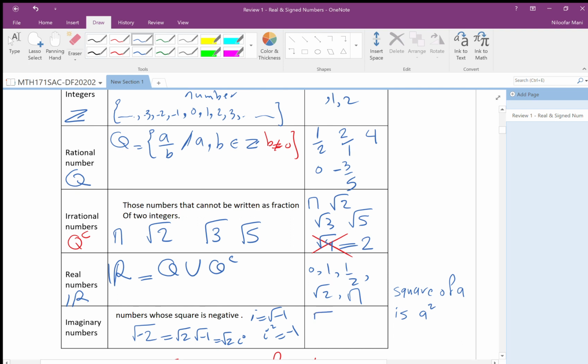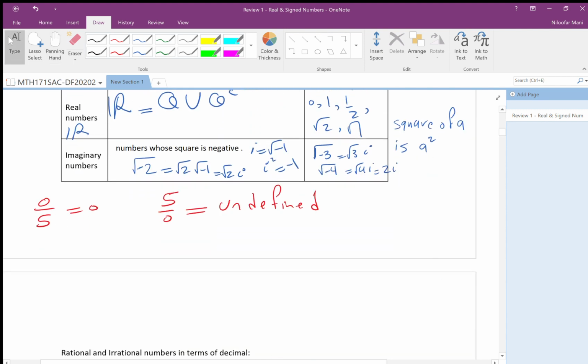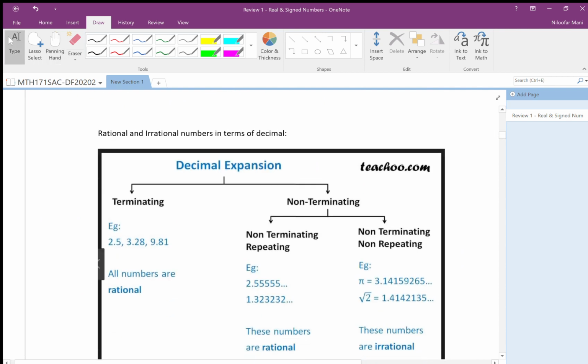For example, radical minus 3, which is radical 3 i, when I can write the number with i, that's an imaginary number. So radical minus 4, which is radical 4 i, which is 2i. Okay, so these are imaginary numbers. And we also have complex numbers that you can see in the website that I shared with you, to have more examples for you. You can see them, but we really don't work with imaginary numbers and complex numbers.